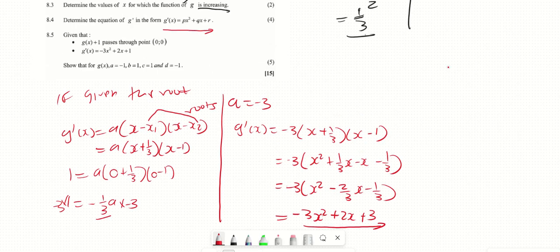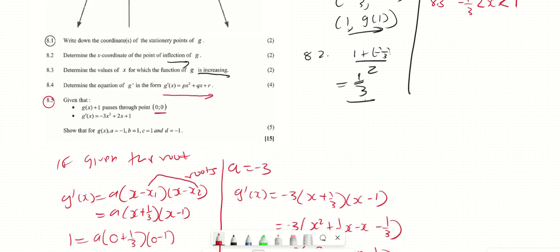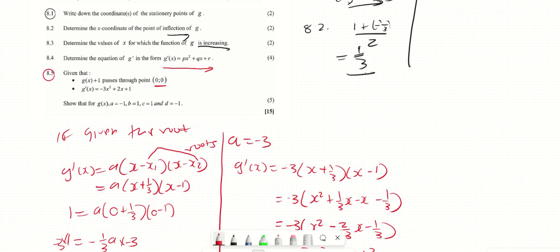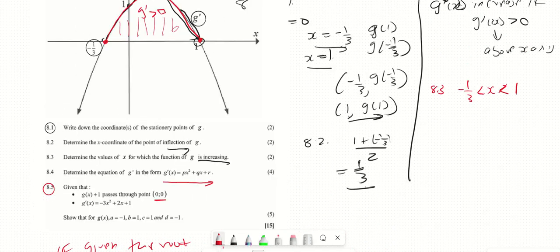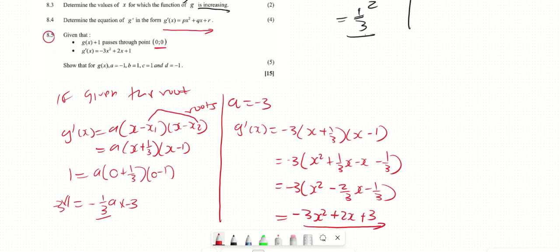Then let's go to 8.5. Given that g of x plus 1 passes through this point, then g prime of x is given by minus 3x squared plus 2x plus 1. Show that g of x is equal to minus x cubed plus x squared plus x minus 1.